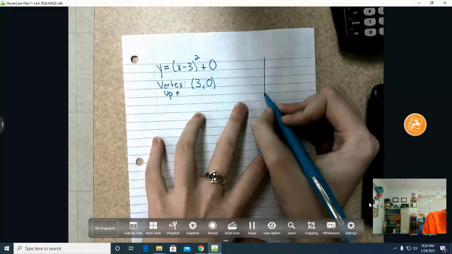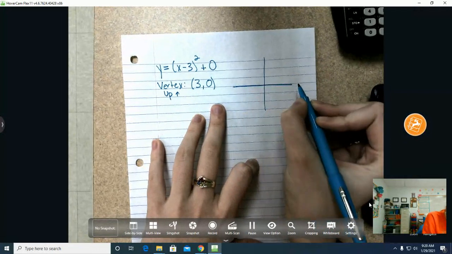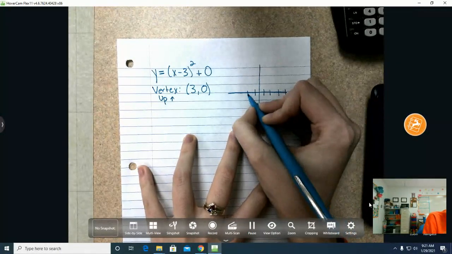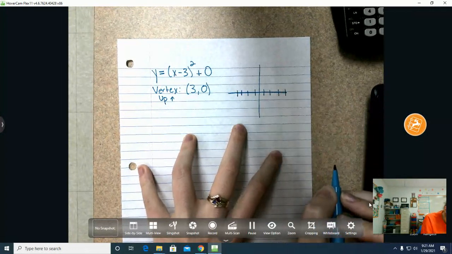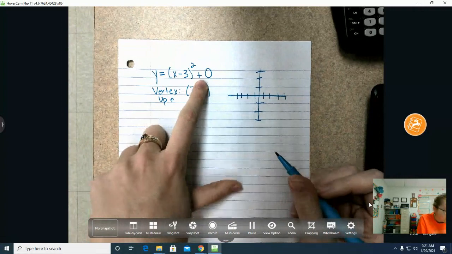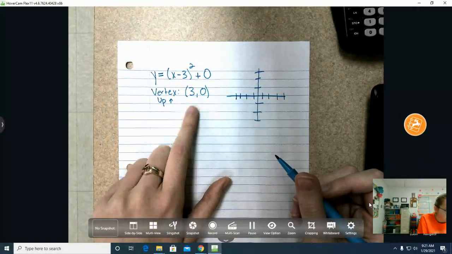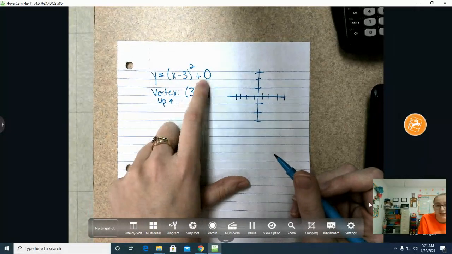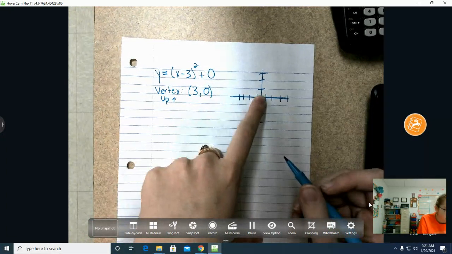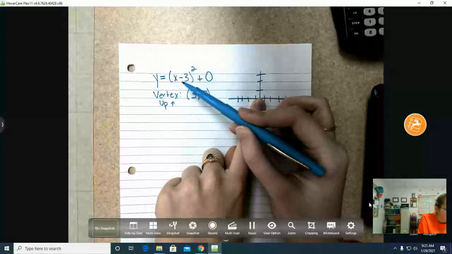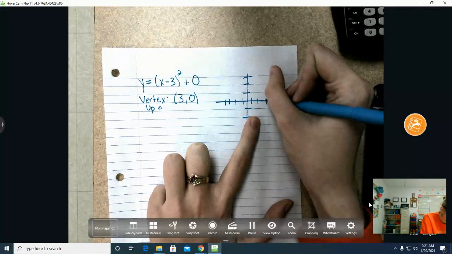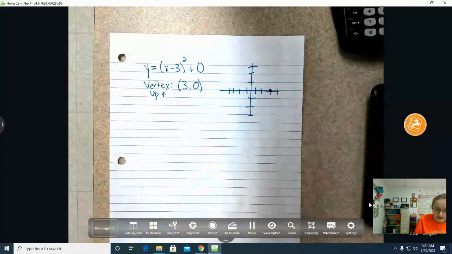So I can make my little sketch here. My vertex is 3, 0, 1, 2, 3, 4, 1, 2, 3, 4. Or I know that if I didn't have my vertex, if I just wanted to use this to graph it, I know that I'm not going up or down any because my k value is 0. So I'm going to be at the origin. And then -3, that's going to move me to the right 3. So 1, 2, 3. And it's the same as my vertex.